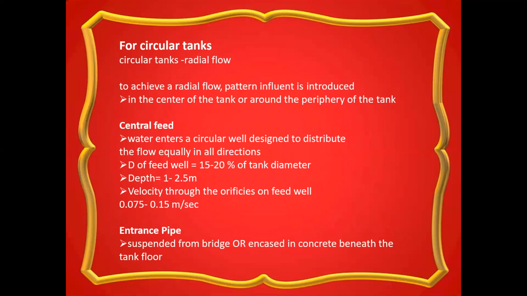Central feed is where water enters a circular well designed to distribute the flow equally in all directions. Diameter of feed well is 15 to 20% of the tank diameter. Depth is 1 to 2.5 meter. Velocity through the orifices on feed well is 0.075 to 0.15 meter per second. Entrance pipe is suspended from bridge or encased in concrete beneath the tank floor.